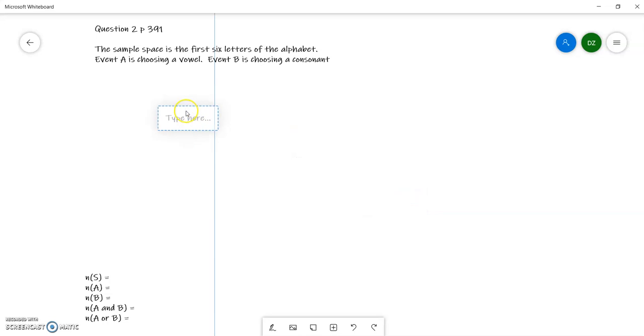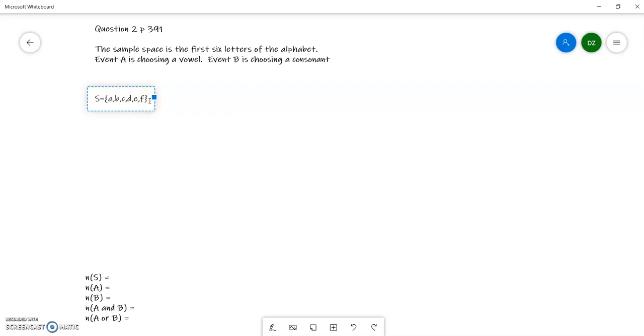So let's just move my text box. Okay, so my sample space is the set S, which has the following elements in it. Remember, we use curly brackets to show a sample space list. So it says the first 6 letters of the alphabet. So A, B, C, D, E, and F. So it's 1, 2, 3, 4, 5, 6 letters of the alphabet.